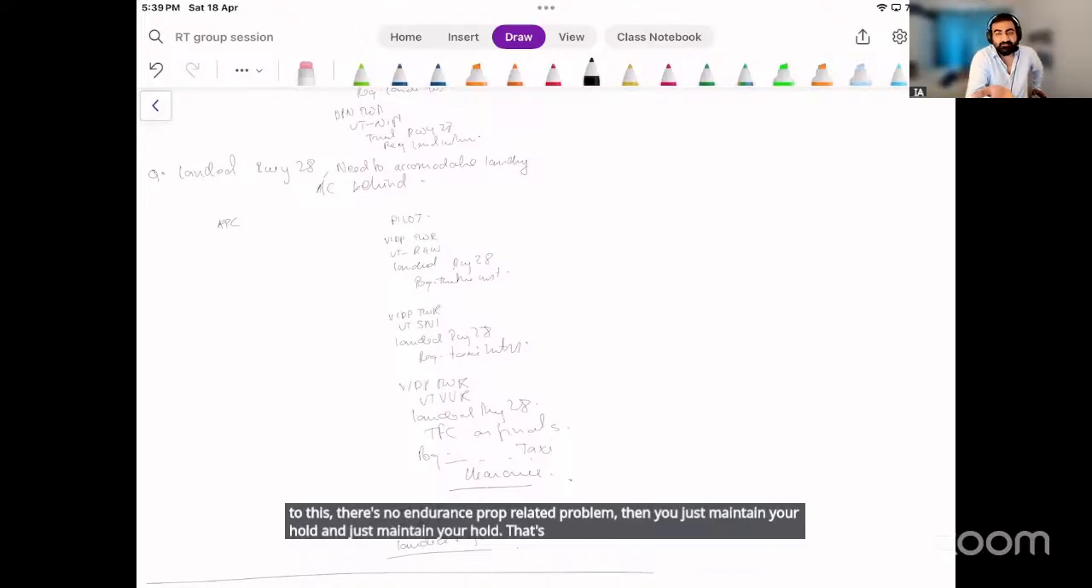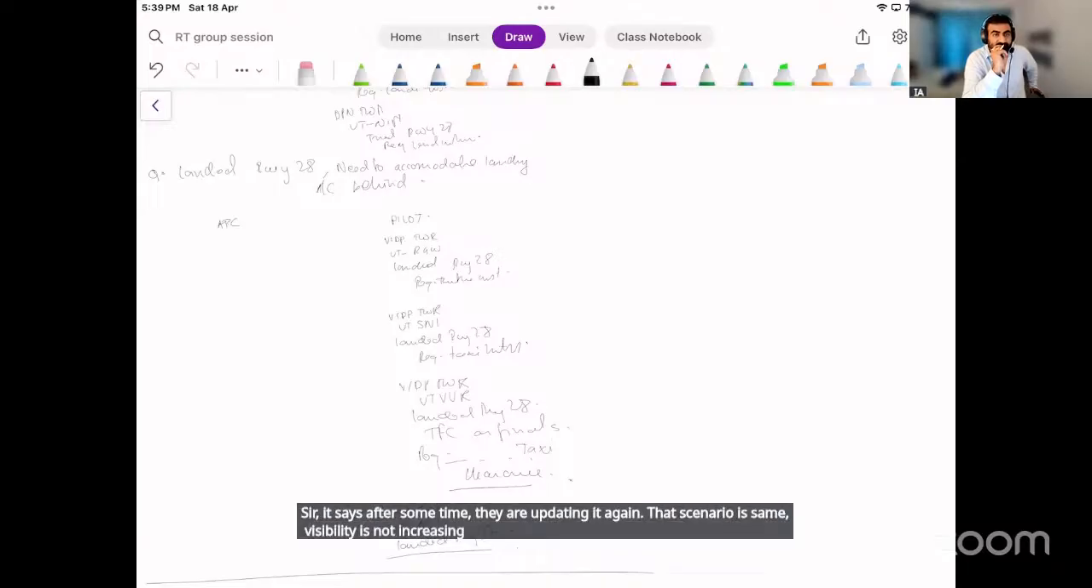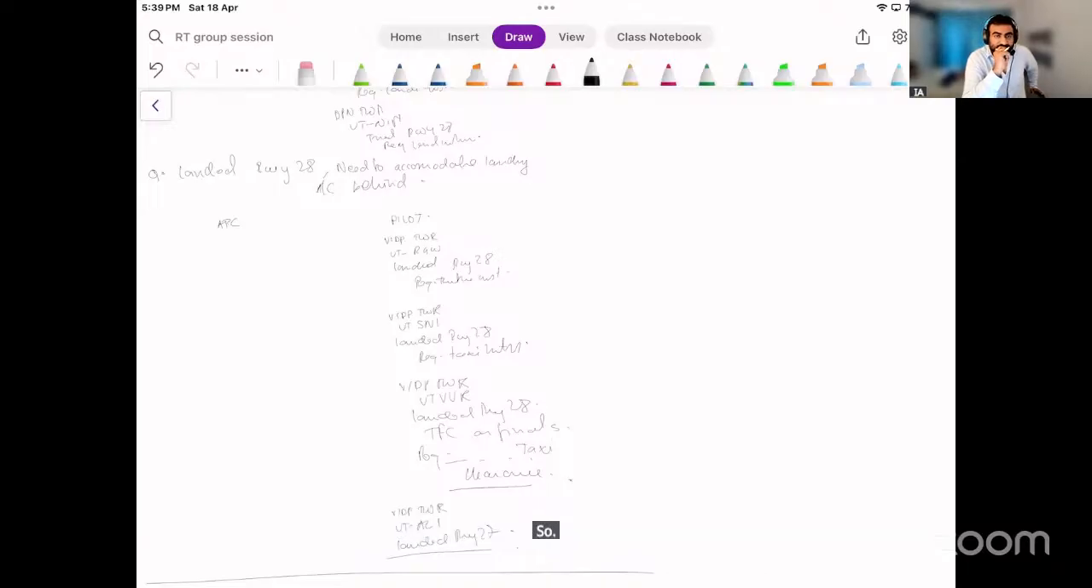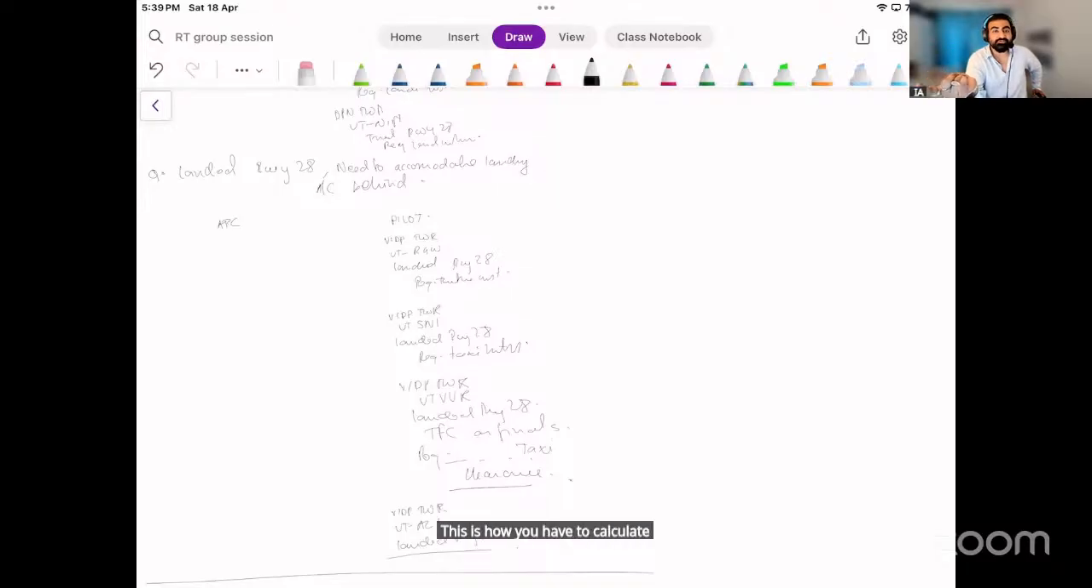That's it. Keep flying. So it says after some time they are updating it again. That scenario is same, visibility is not increasing. So what will we do? So can we divert to alternate in that case? Yes, in case you realize that I might have to wait for 30 more minutes, but my alternate will only take 15 minutes, 20 minutes, then I would choose to go to my alternate. This is how you have to calculate. It's a very good question.